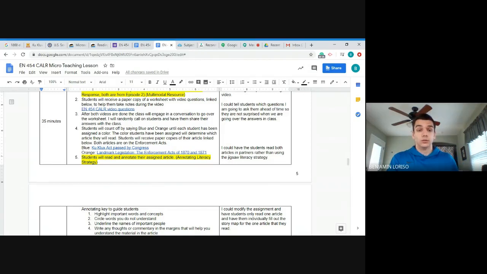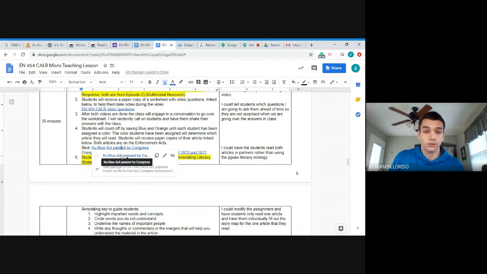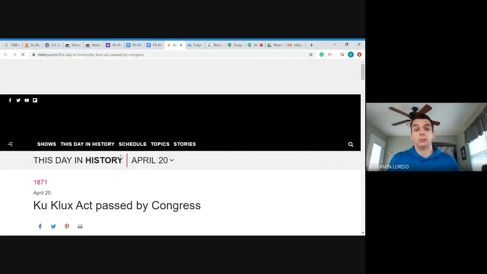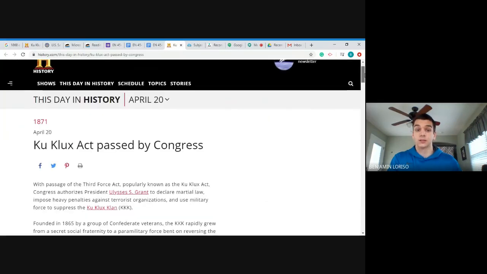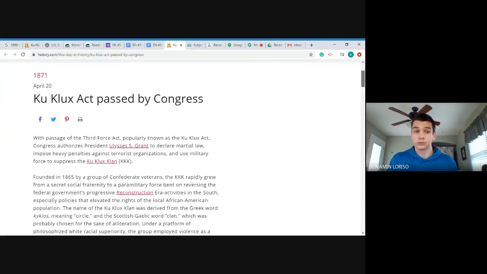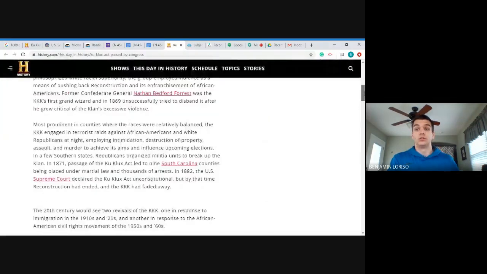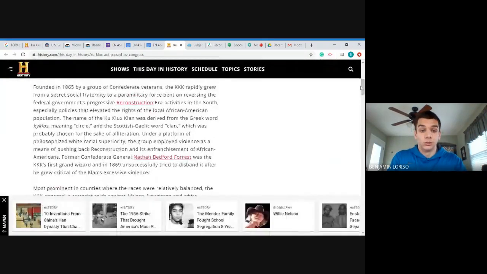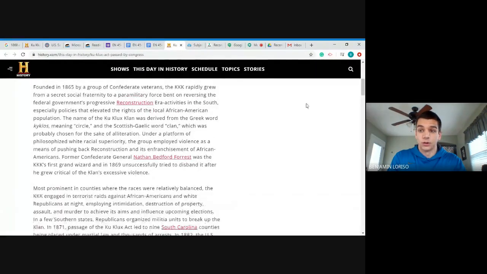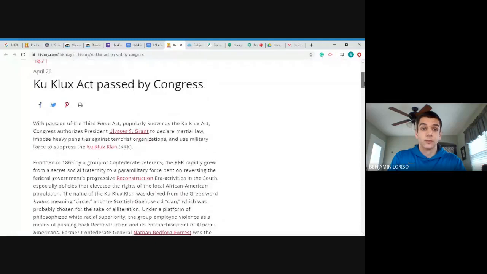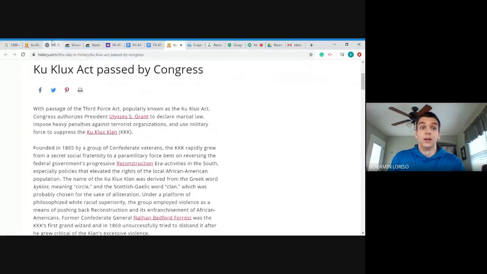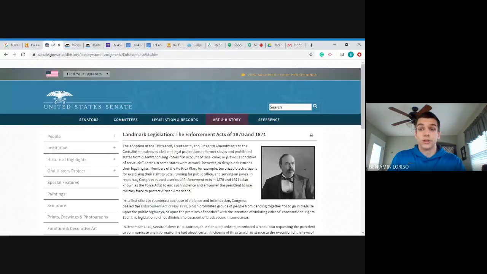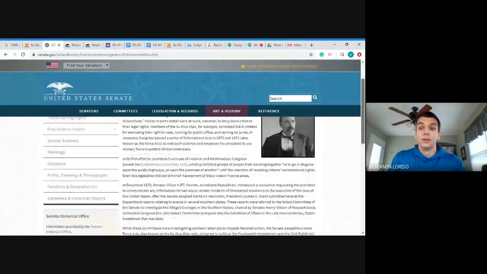you are going to read one of these two articles. So the blue group is going to read this article about the Ku Klux Klan Act, which is basically the enforcement acts we just learned about in the video. And so your job is going to be to read this article and annotate it. And then the orange group, your task is going to be to read this article and annotate it.